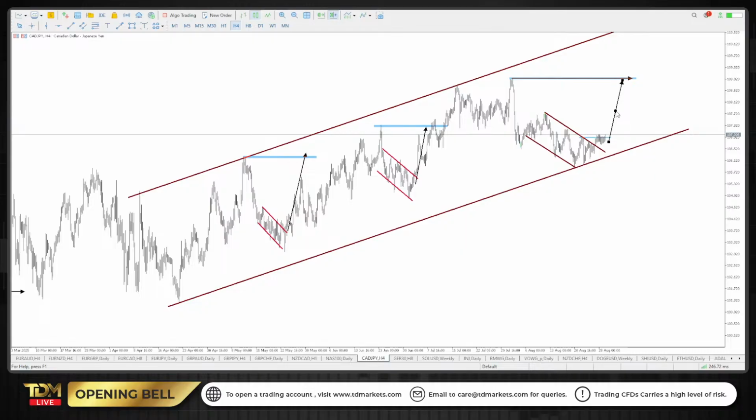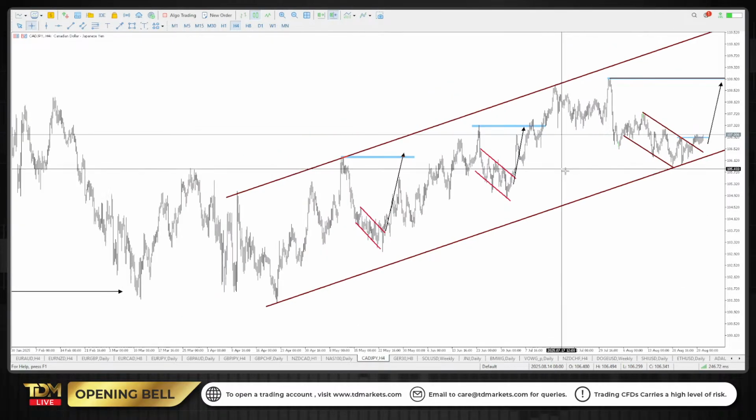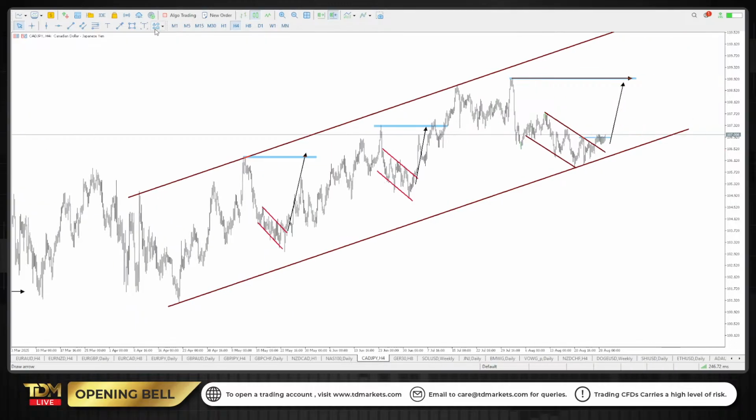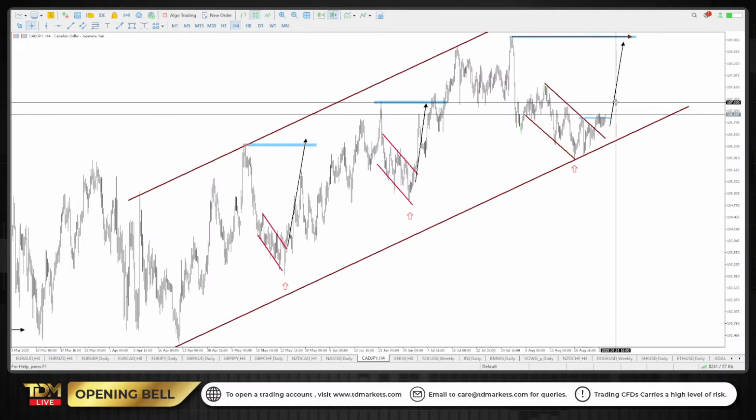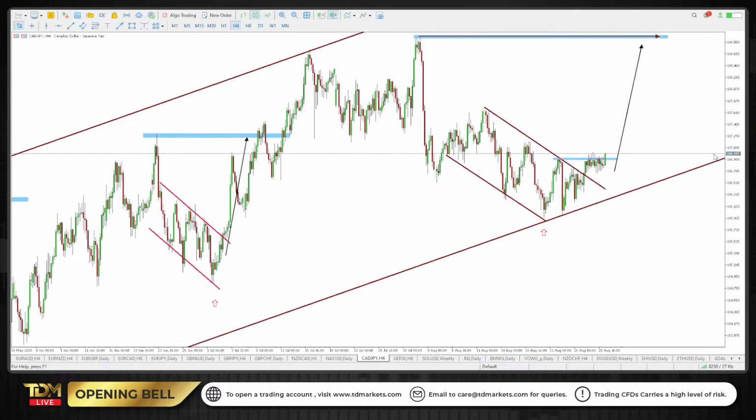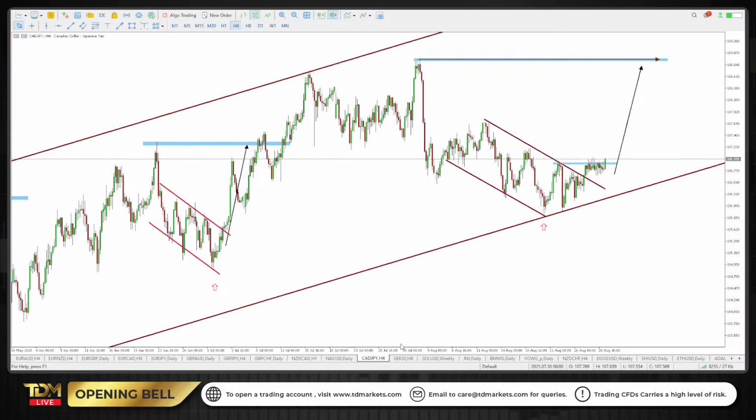So this is what we're looking at. CAD JPY pushing towards the upside. We have this higher low down here. That's a higher low, just like how there was a higher low and another higher low. So this one is very simple. We are looking for a continuation towards the upside. So that is CAD JPY.